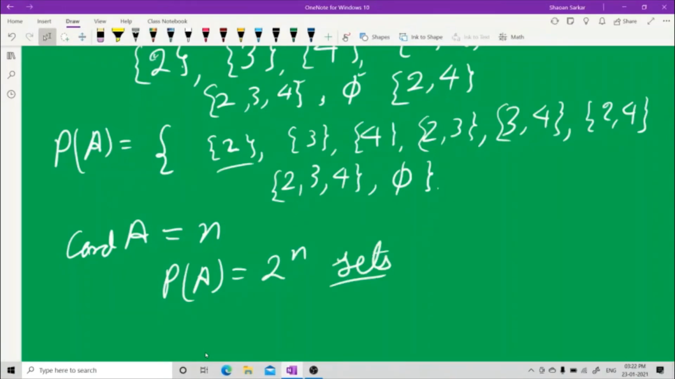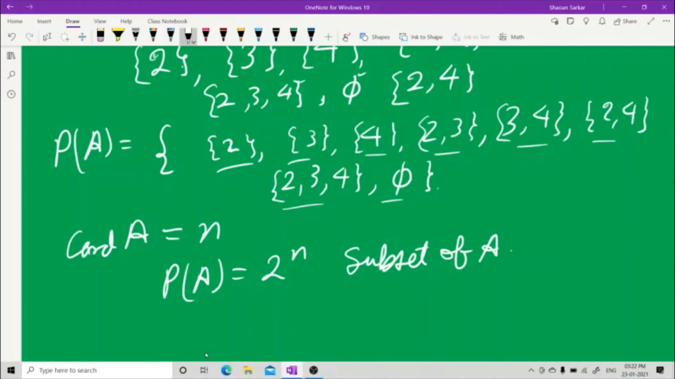Now these are elements here, basically behaving like elements. 2 to the power of n subsets, I should say, subsets of A, which could be proper or improper. Now 2 to the power of n. Suppose, now let us see.